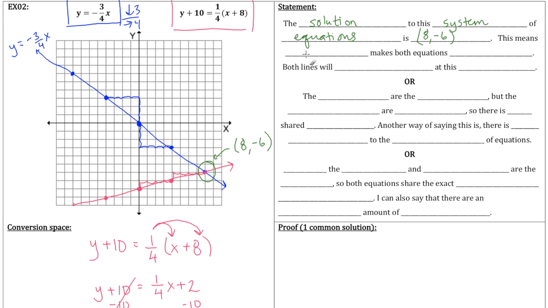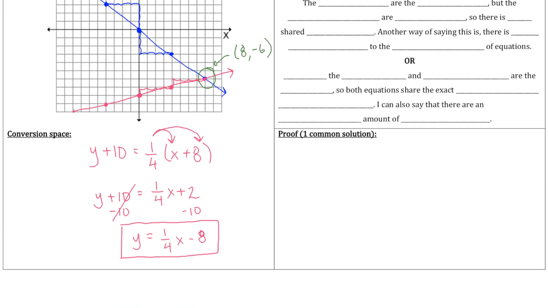This means (8, -6) makes both equations true. Both lines will intersect. If you think about these as lines, but I don't really want you thinking too much about these as lines as much as I want you thinking about these as a bunch of solutions or points. They just so happen to create the shape of a line. So both lines will intersect at this point. Cool, now let's go ahead and prove it. So y equals -3/4x.